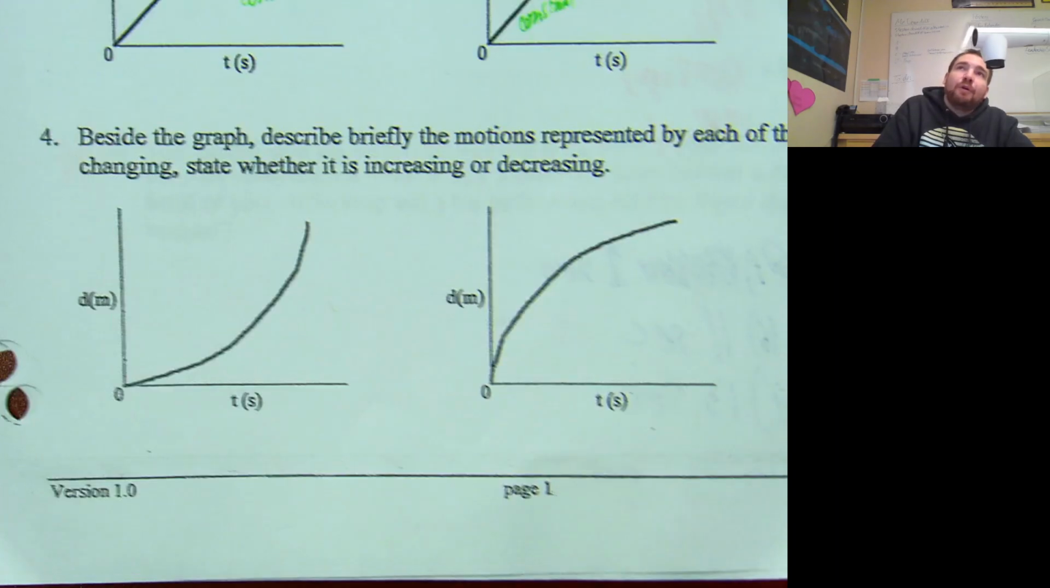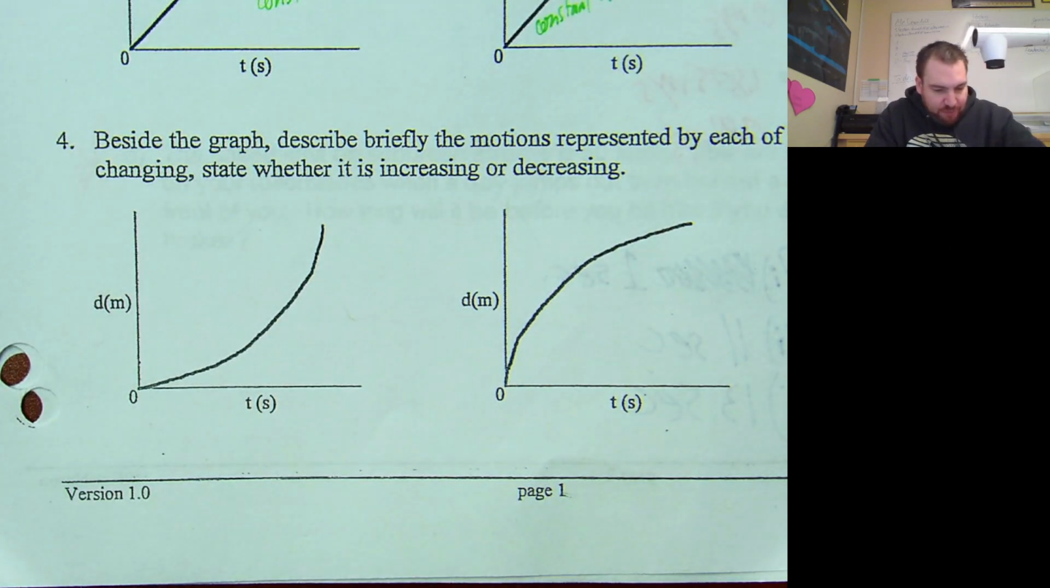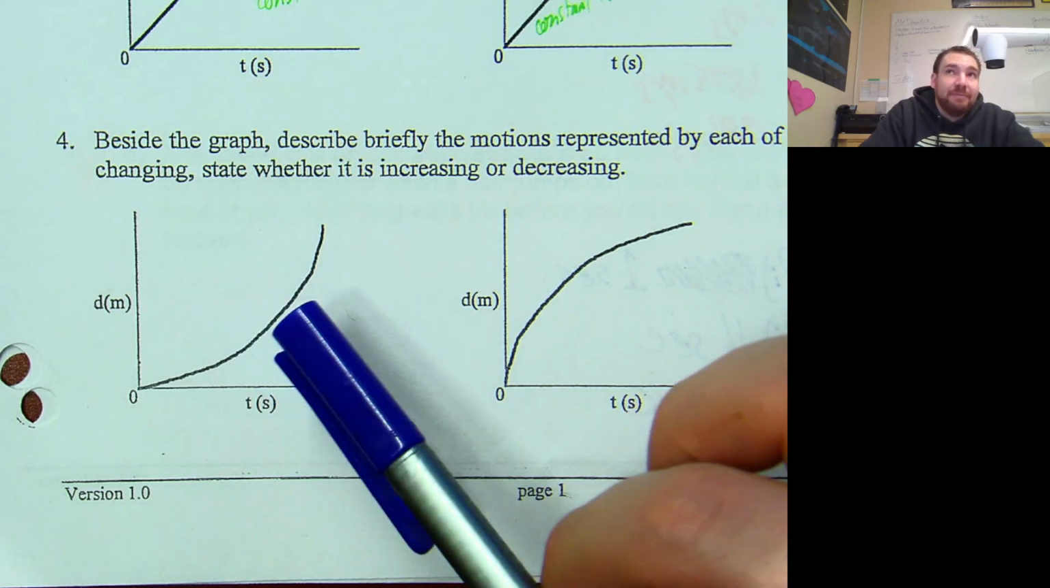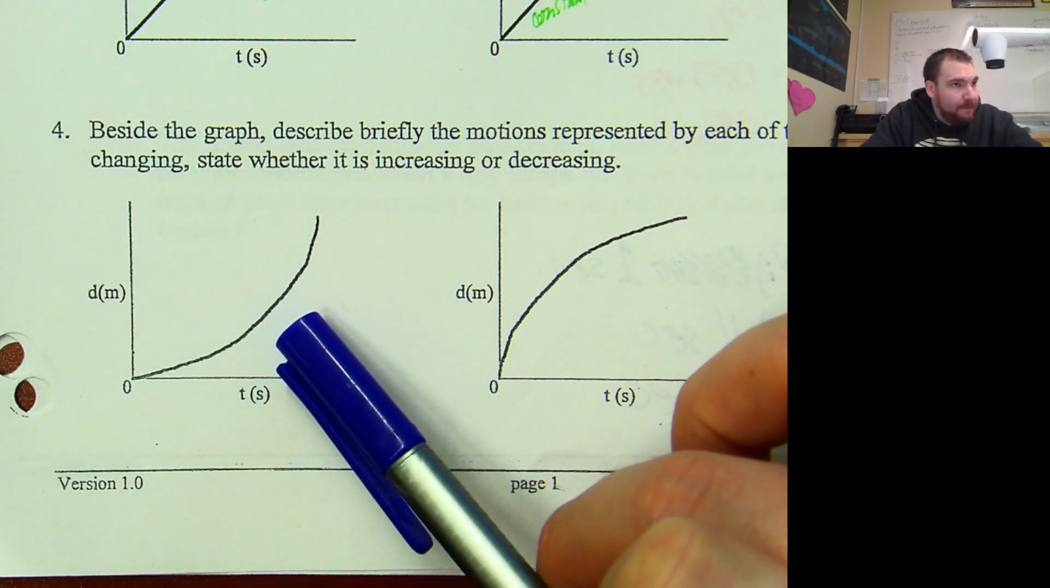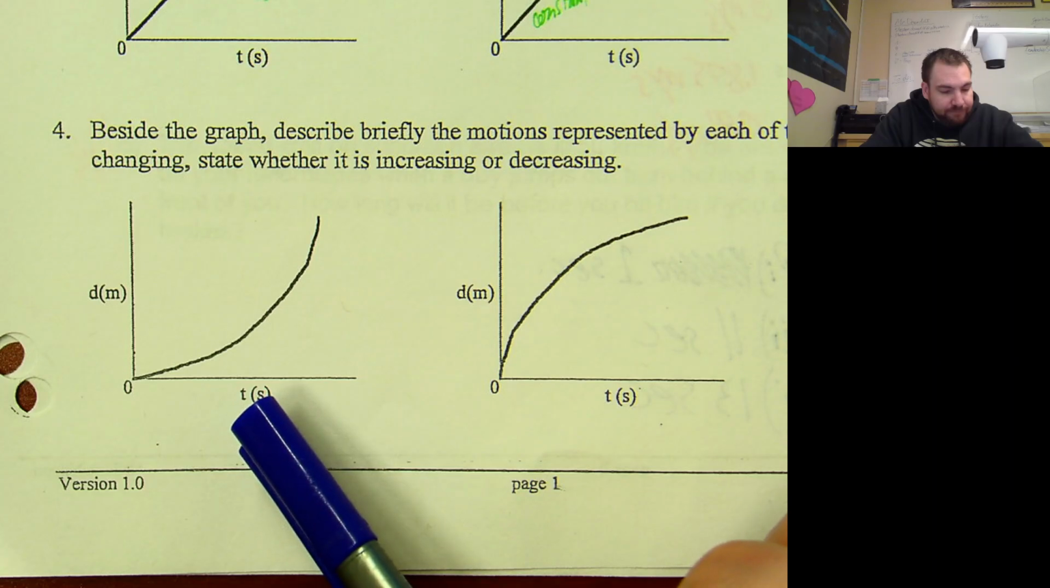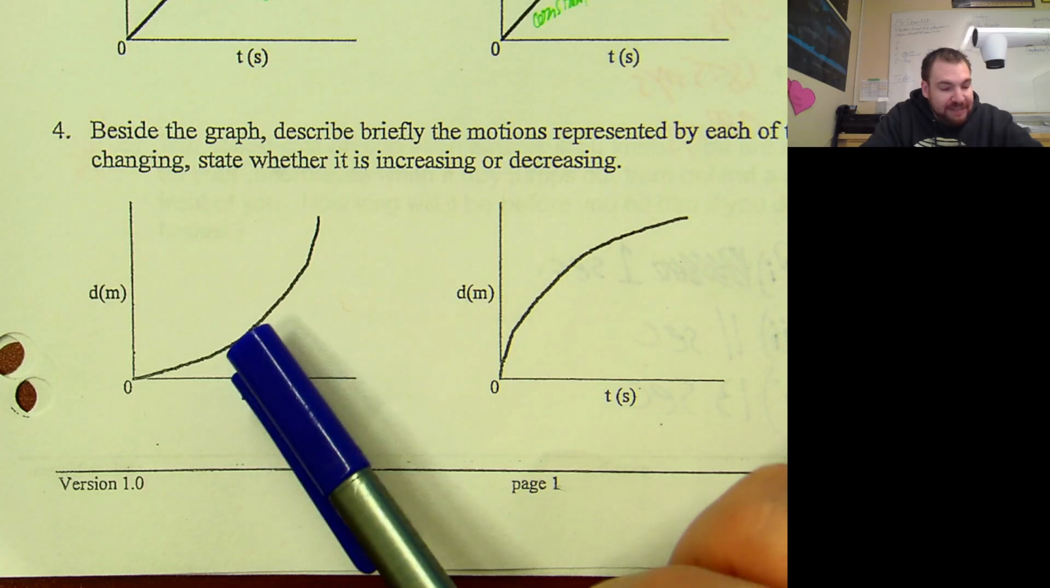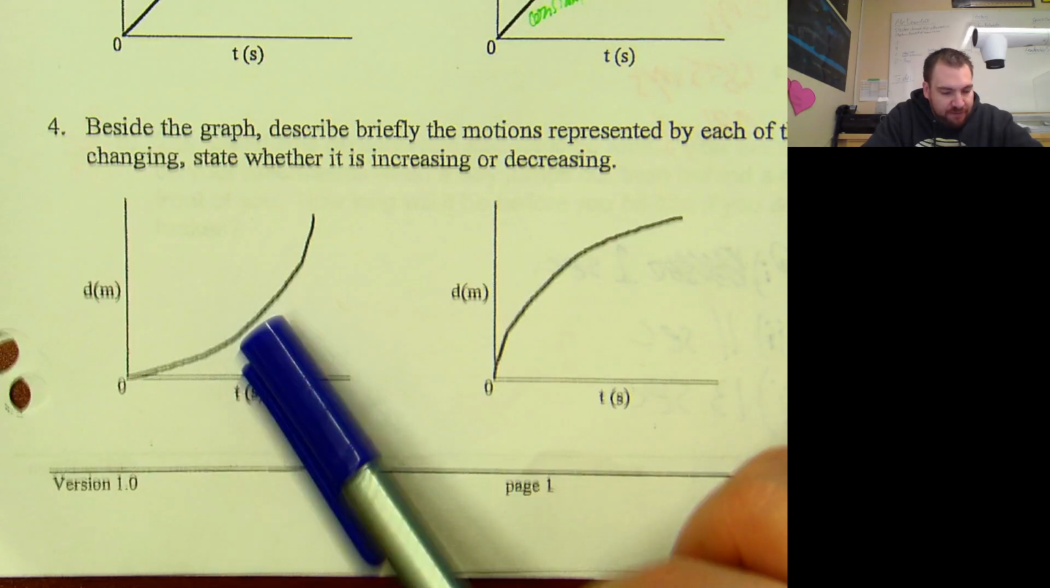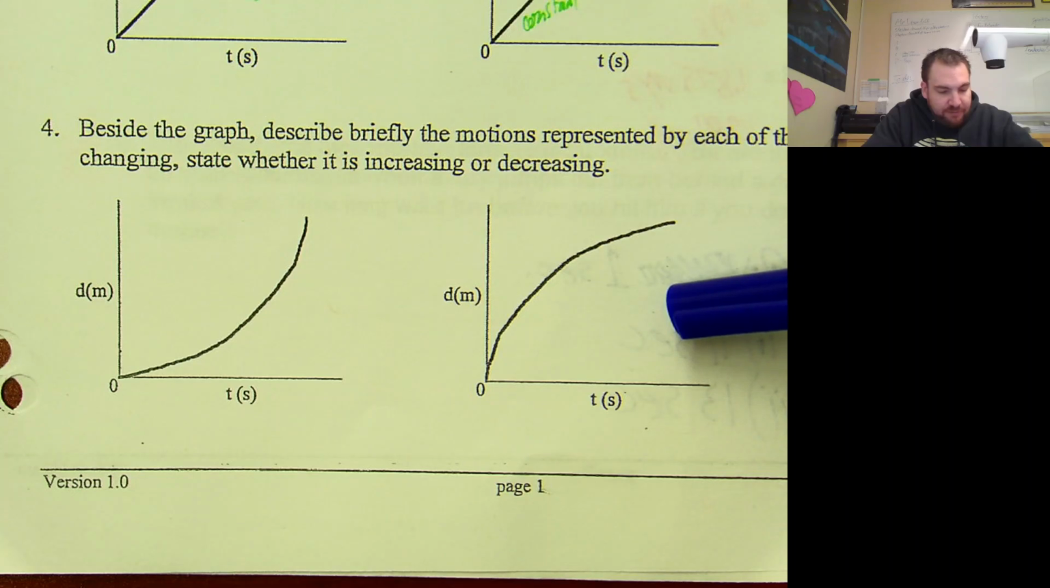Okay. Number 4, or number 3 rather. Number 4, same kind of deal. Beside the graph, describe the motion represented. If the speed is changing, state whether it's increasing or decreasing. What's happening here? Nice and easy one. Connor? The line is beginning to move in a positive direction. Speed is increasing. The speed is increasing, and it's positive. Cool. How about this one?